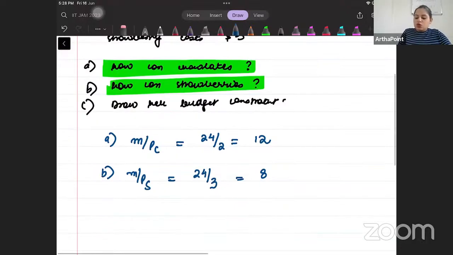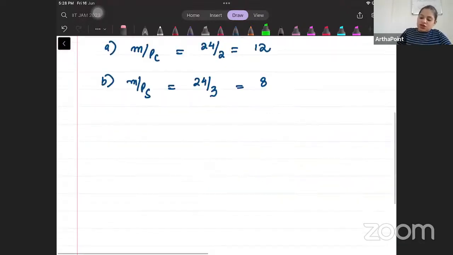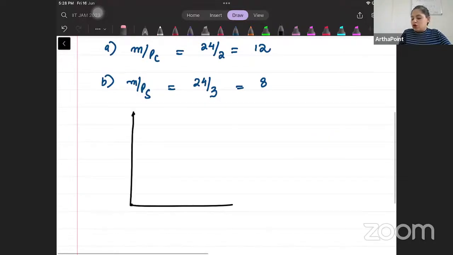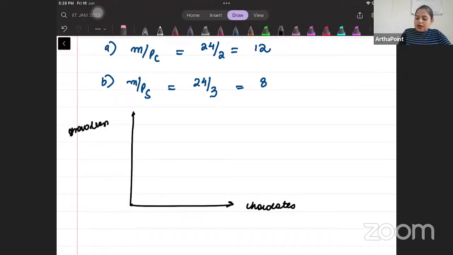And now because I know the two extreme points, I can go ahead and draw the budget constraint. So for the budget constraint, I will take chocolates here and strawberries here. And this is 8 and this is 12. I will join this line and this will be my budget constraint. So this is the answer to this question.